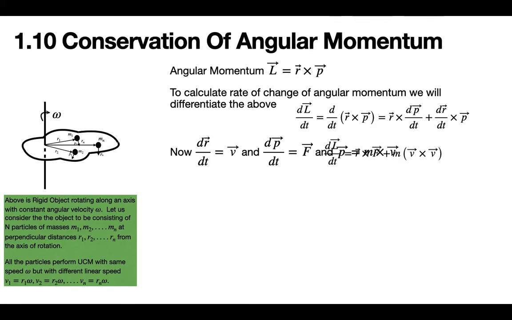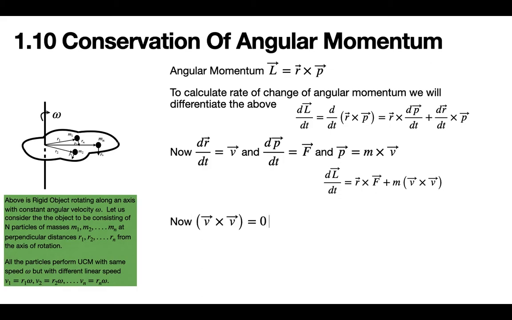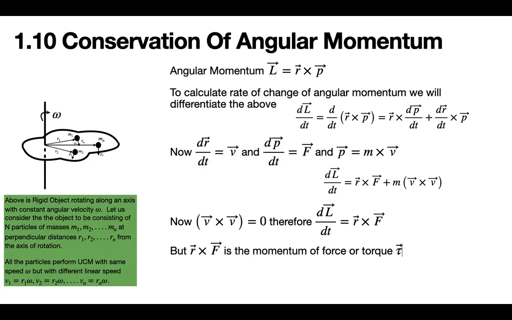And p is equal to mass into velocity. Therefore, you get dL by dt is equal to r cross F plus m v cross v. Now, v cross v is the cross product of itself, which is 0. Therefore, you get dL by dt, the rate of change of angular momentum, is equal to r cross F. But r cross F is the moment of a force, or torque.